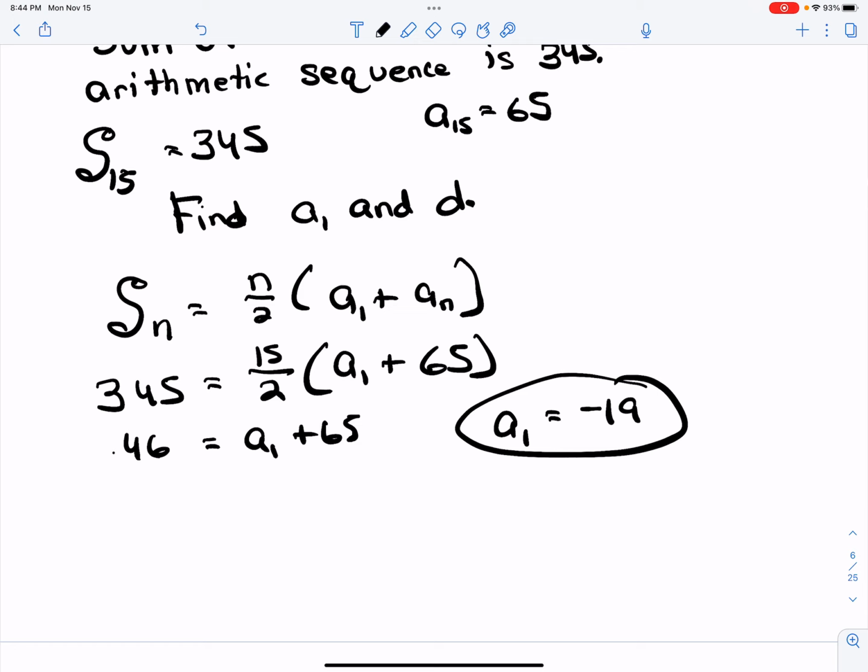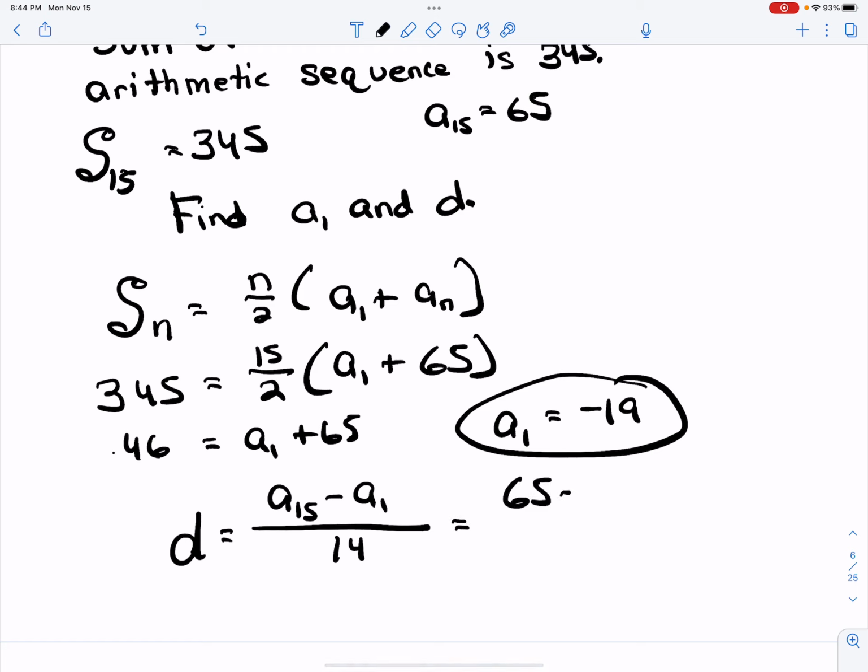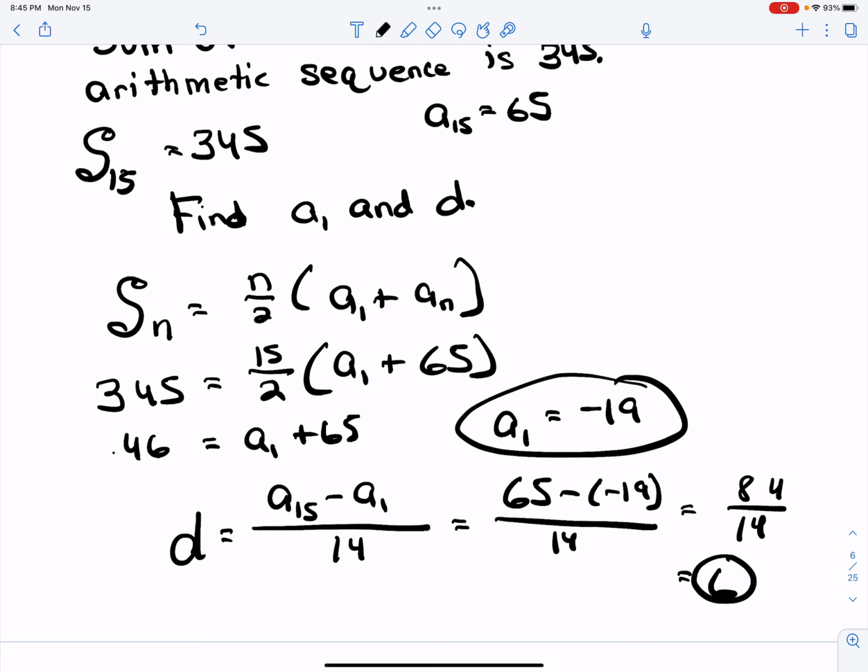And then for the common difference, I took a sub 15 minus a sub 1, and then I divided by 14, because 15 minus 1 is 14. So 65 minus negative 19, and I divided by 14. So 84 divided by 14, which is 6. So that wasn't too bad.